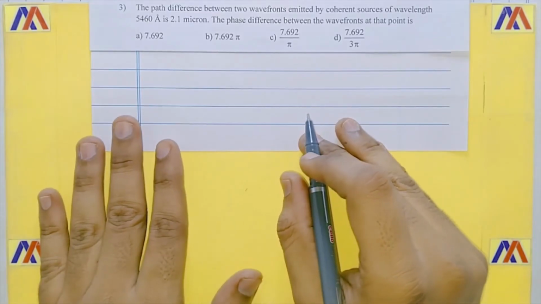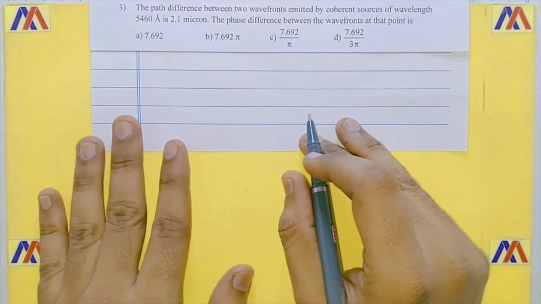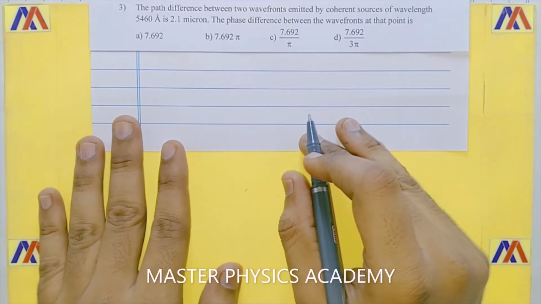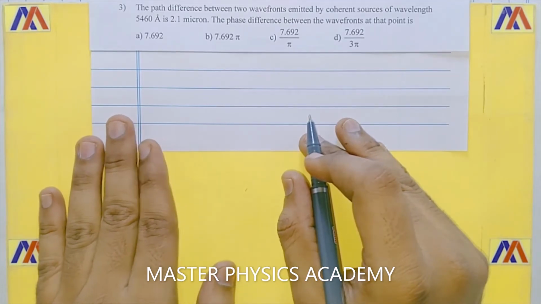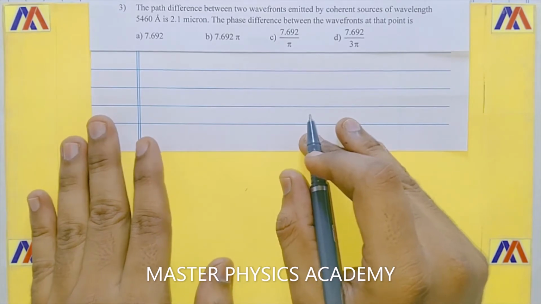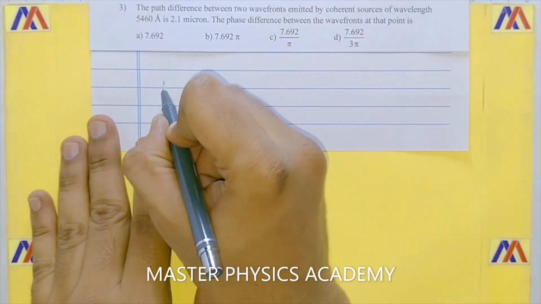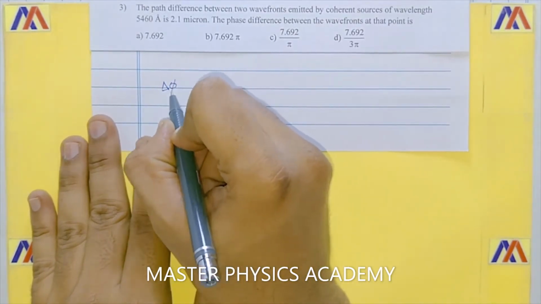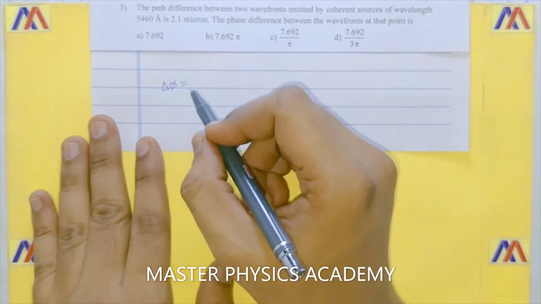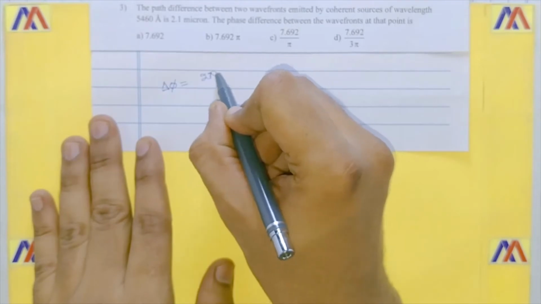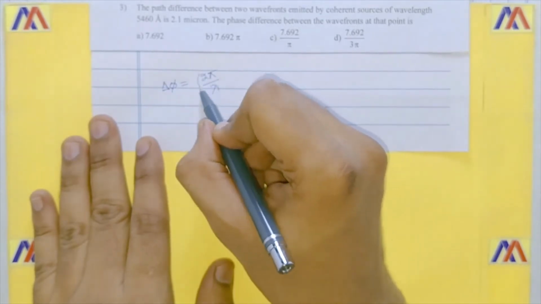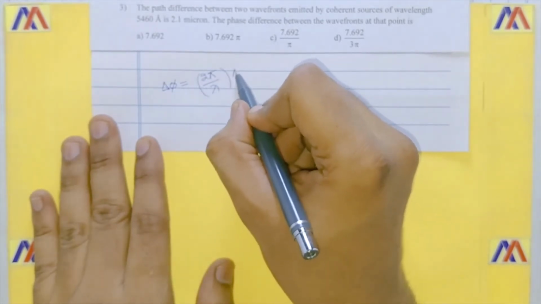The path difference between two wavefronts emitted by coherent sources of wavelength 5460 angstrom is 2.1 micron. The phase difference between the wavefronts at that point is? The relationship between the phase difference and the path difference is given by phase difference is equal to 2 pi by lambda times path difference.